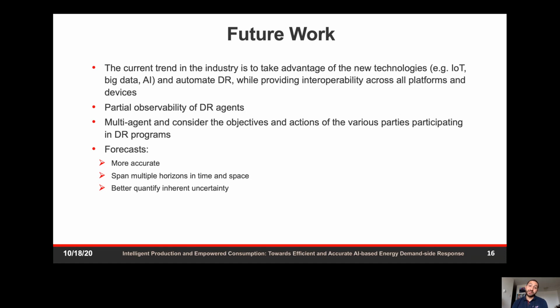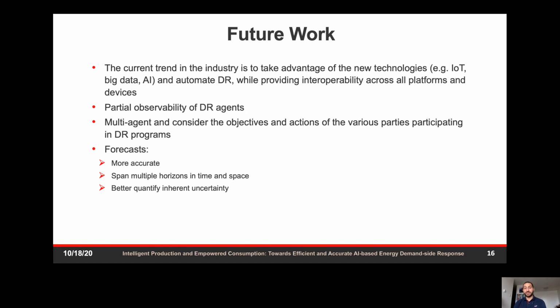The current trend in the industry is to take advantage of new technologies such as IoT, big data, and AI, which is the bread and butter of our research program, and automate demand response. Automating demand response is very important to highlight here, because given the complexity of the tasks and the large influx of data coming in, dealing with this manually is definitely going to be a nightmare.